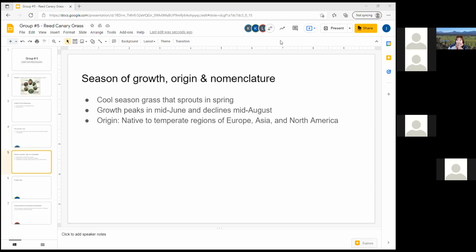Great. Who's talking about season of growth, origin, and nomenclature? Okay, can you guys hear me? Yep, we can. Okay, so for the season of growth, it's a cool season grass that sprouts in the spring. And I found that the growth peaks in mid-June and declines in mid-August. And the origin is native to temperate regions of Europe, Asia, and North America.